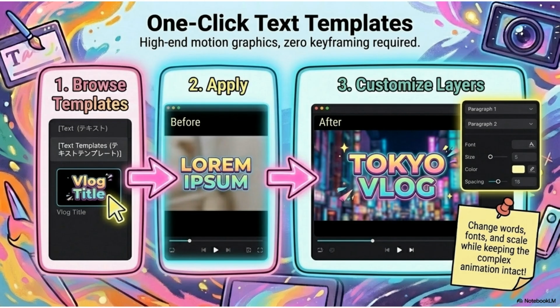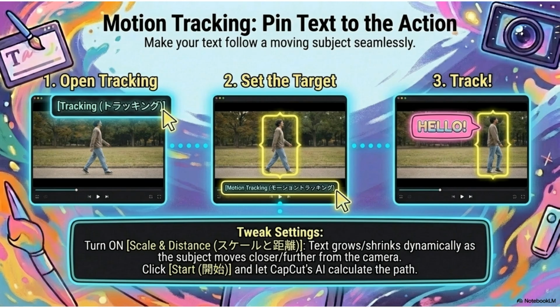One-click text templates. If you want high-end motion graphics with zero keyframing, use text templates. Browse the templates, like vlog titles, and apply them to your timeline. Even after applying, you can still customize the layers to change words, fonts, and scale while keeping the complex animation intact.